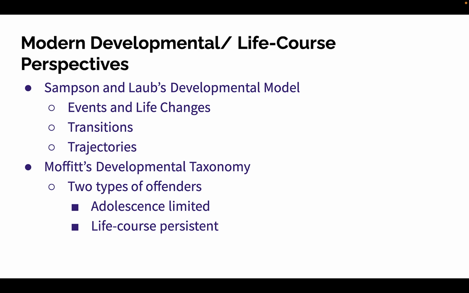So Sampson and Laub strongly emphasize the importance of transitions or specific events that are important in altering long-term trends of behavior, which are referred to as trajectories. So a transition could be something like, let's say you get a really good job, right? Then that might stop you from committing crimes because you don't want to lose that job, right? Or the book example they talk about, marriage can be one of those transitions.